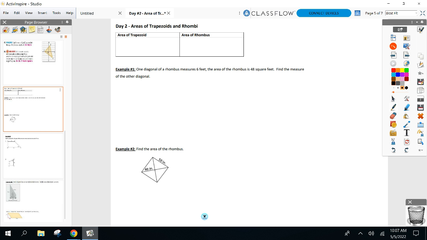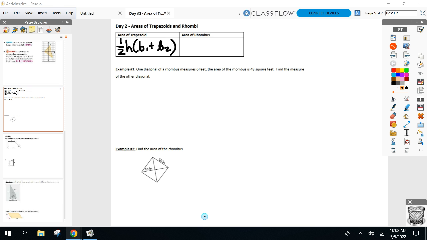Whenever you're ready. Area is? 1/2 height times base length plus base. There we go. I take my bases, I add them, and multiply it by height times 1/2. Good work. And then how about my rhombus here?